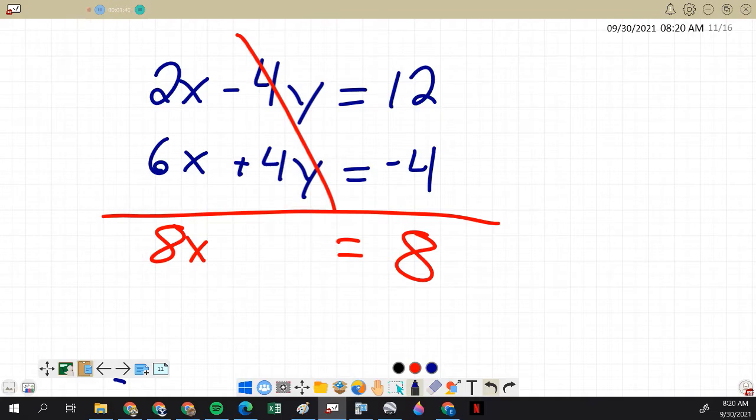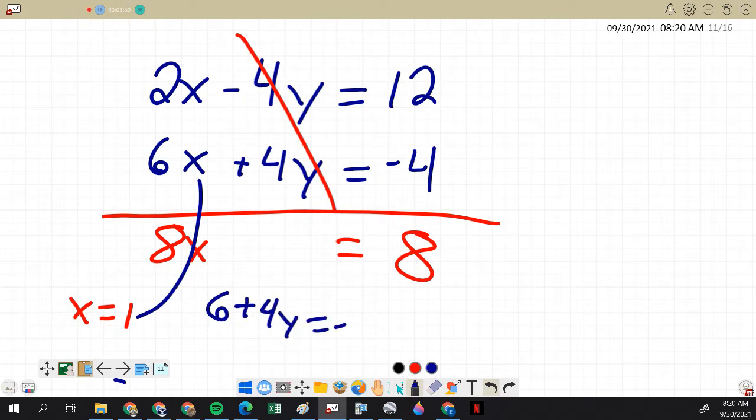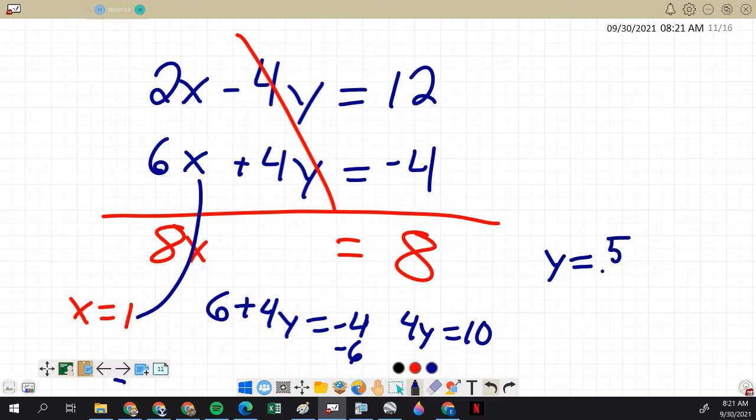So we divide by 8, and x is equal to 1. How do I find out what y is? Plug it in. Does it matter what equation I plug it into? No, it doesn't matter. So I'll stick it in there. 6 times 1 is 6, plus 4y equals -4. Subtract 6, and I get 4y equals 10. Divide by 4, and y is equal to 5 halves, so 2.5. Does that make sense?